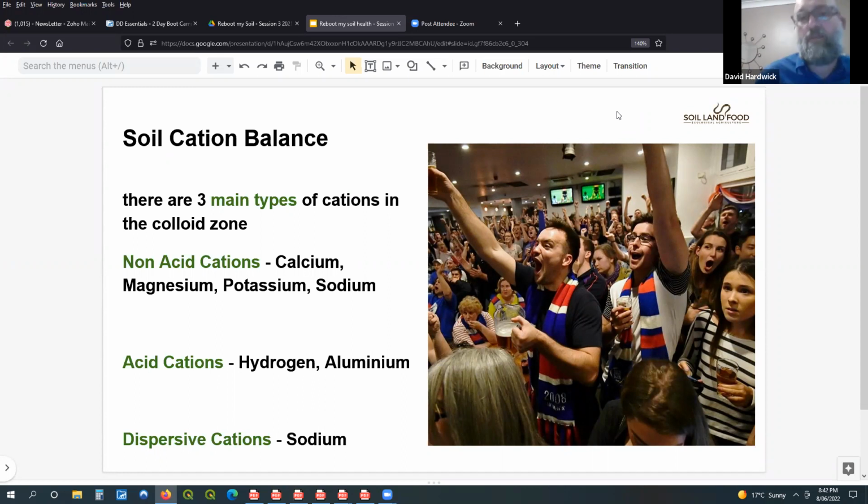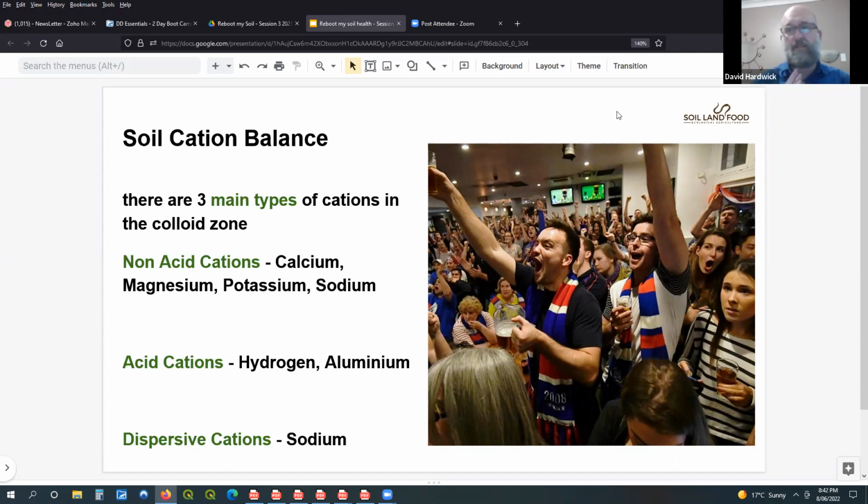And the other one that can be a problem is magnesium when it's too high. I was supposed to have put that in there, dispersive cations with sodium, and I do apologise. But when you have excess magnesium fans hanging there, it can also be disruptive to soil structure. So sodium can be destructive to soil structure, and so can magnesium when it's quite high. Hydrogen and aluminium are the acid cations, and they can be disruptive because they can negatively influence soil biology, nutrient cycling, and aluminium is toxic.